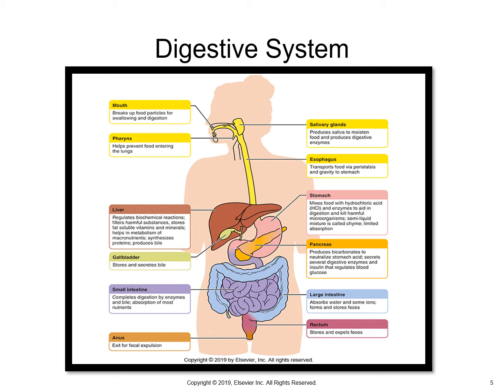Once that food gets to the stomach, it mixes with hydrochloric acid in the stomach and different enzymes that'll aid in digestion. It kills harmful microorganisms. It becomes a mixture that's called chyme now. And there's limited absorption in the stomach. The pancreas will produce bicarbonates to neutralize that stomach acid and secrete several digestive enzymes and insulin that will help regulate our blood glucose.